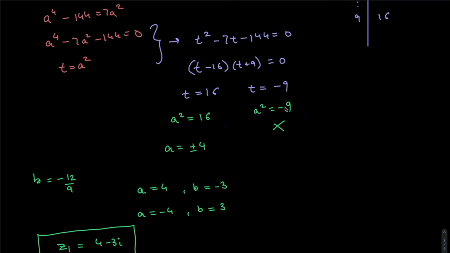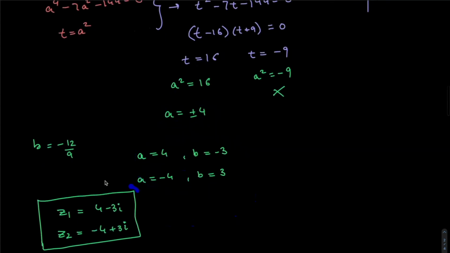Sometimes this could have been plus 9 as well. So you would have actually had four roots, but I don't think it will happen just because it's a square root. So then you had two possible values of a, and based on that you had two possible values of b, and thus you had two possible roots of the entire answer.